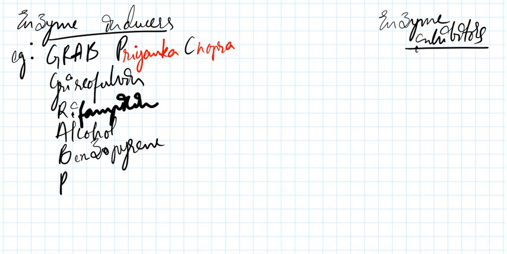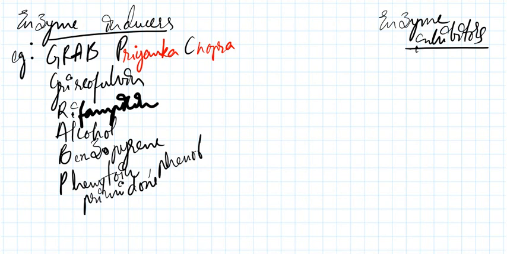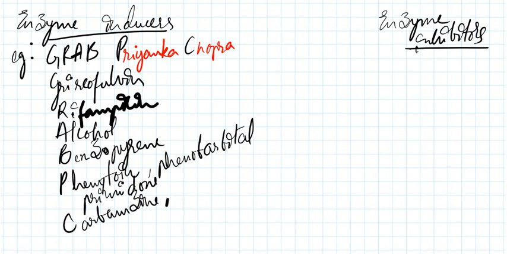P for not Priyanka, P for phenytoin. Another P is primidone. And another P is phenobarbital. P for phenytoin, phenobarbital and primidone. And C for carbamazepine and cigarette smoking. Not Rajnikant, it's cigarette smoking.